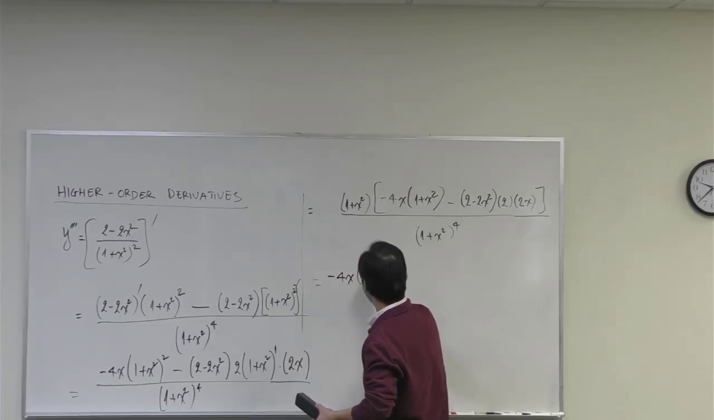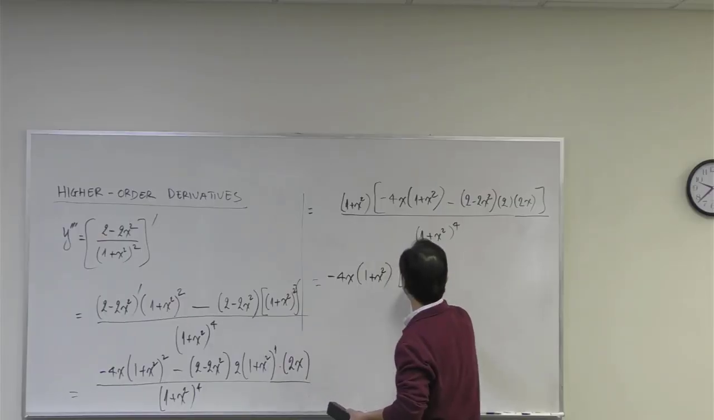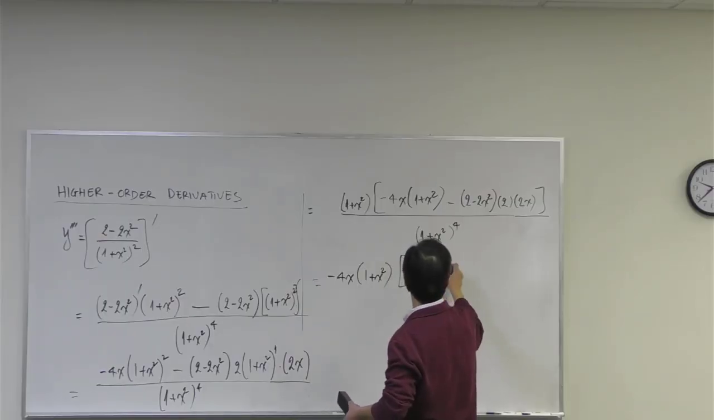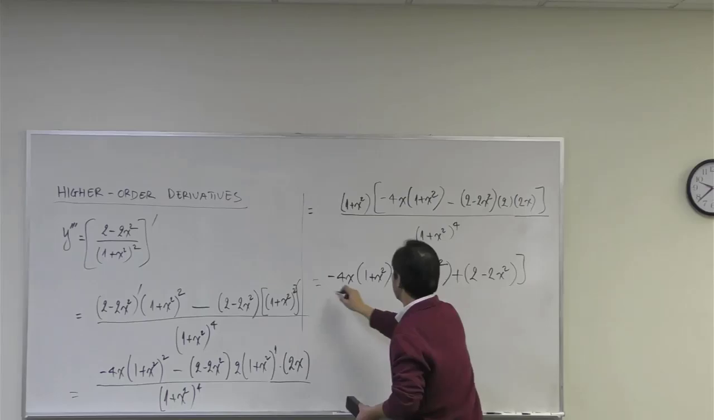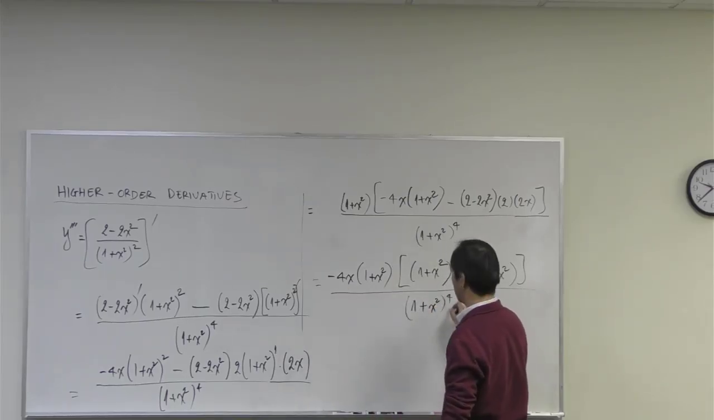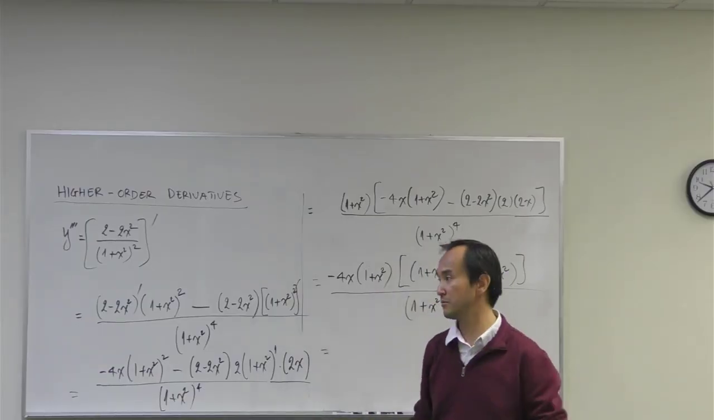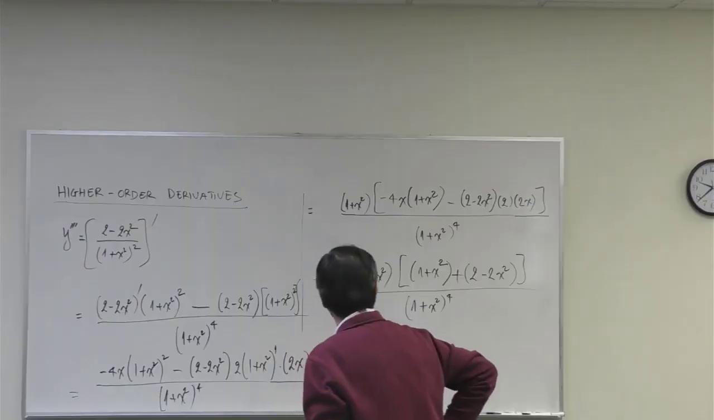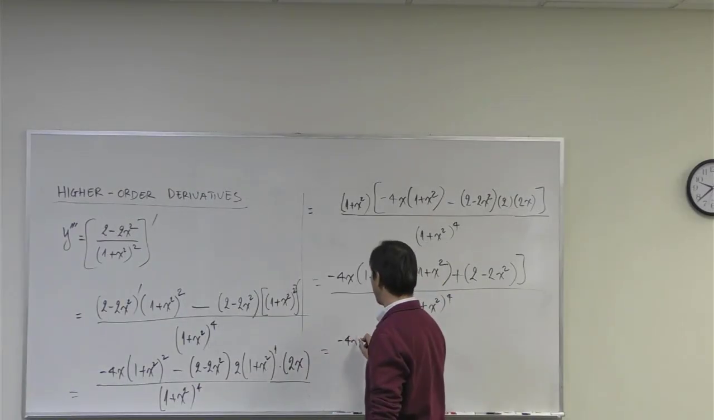Right. And then 1 plus x squared, right? And then here, everything we have left in parentheses is now just 1 plus x squared plus 2 minus 2x squared, over 1 plus x squared all to the 4th power. It keeps getting reduced out, right? Simplify it down. Now I'm going to leave the minus 4x here, the 1 plus x squared here.